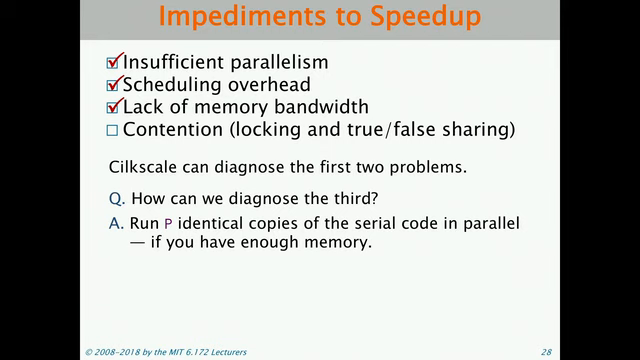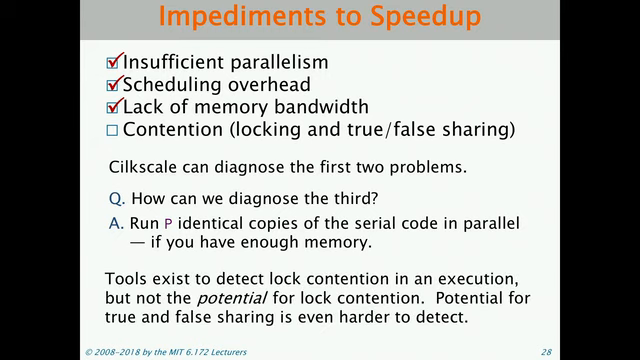Turns out that contention is much harder to diagnose. There are tools that exist that detect lock contention in an execution, but usually they only detect the contention when the contention actually happens, but the contention doesn't have to happen every time you run your code. So these tools don't detect the potential for lock contention. And potential for true and false sharing is even harder to detect, especially false sharing, because if you're using a bunch of variables in your code, you don't know which of those map to the same cache line. So this is much harder to detect.